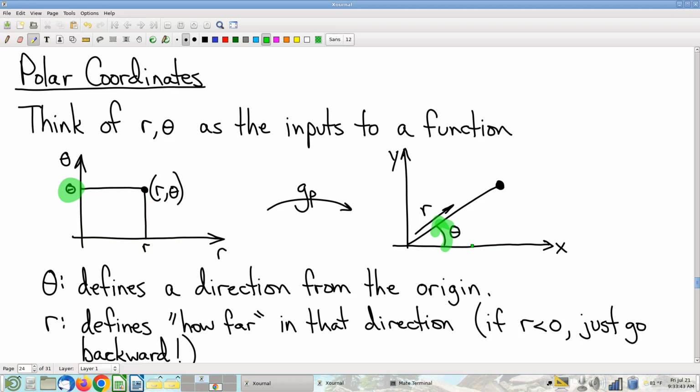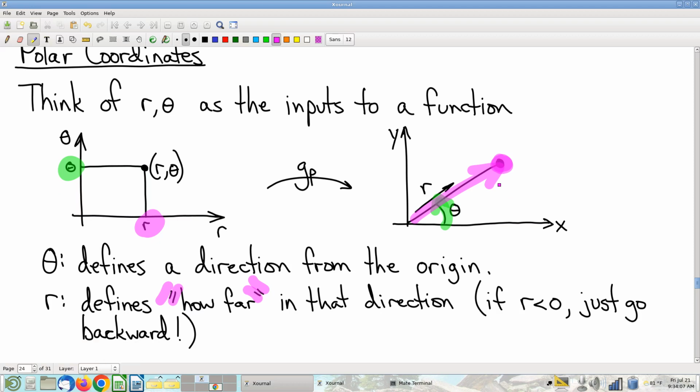And then r is to be thought of as, loosely speaking, and you notice I put this in quotes, how far you go in that direction to get to the point that you want to talk about. And I have to put the how far in quotes because how far suggests a distance. Distances are intrinsically positive. And in fact, in polar coordinates, there's absolutely no reason that the r coordinate should have to be positive. At least at this stage, we have no motivation to require r to be positive.